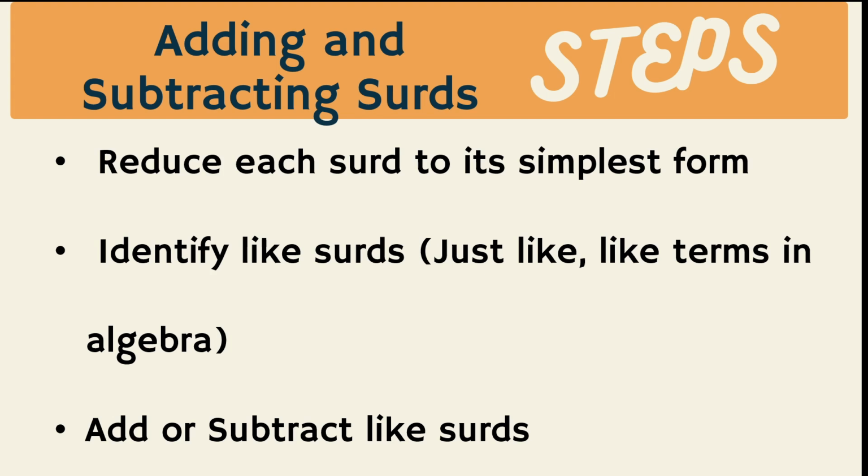The first thing is you need to reduce each Surd to its simplest form. We already have a video on how to reduce Surds to their simplest form, you can check that out. Then the second step is to identify like Surds. We did that also, you can check the video out, just like identifying like terms in algebra. Then the last step is to add and subtract the like Surds, just like you add and subtract like terms in algebra.